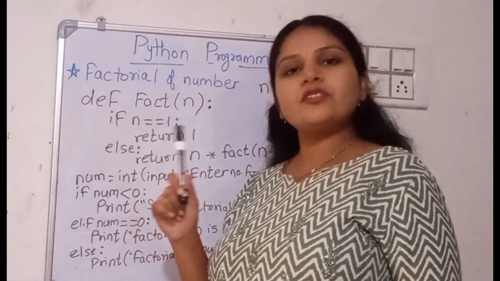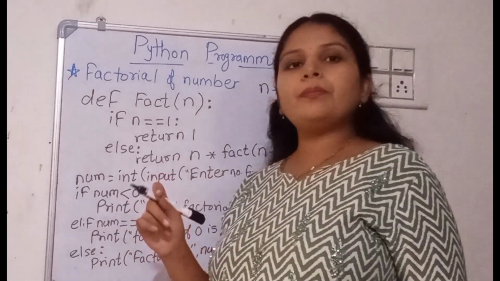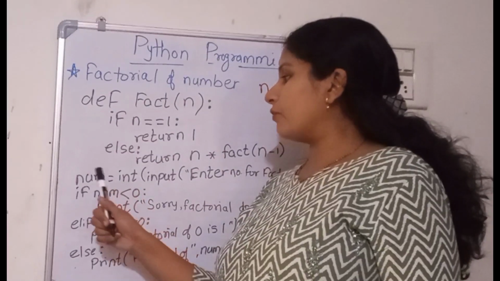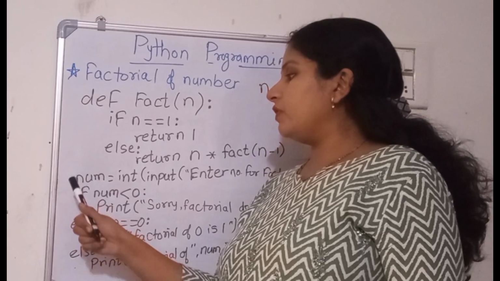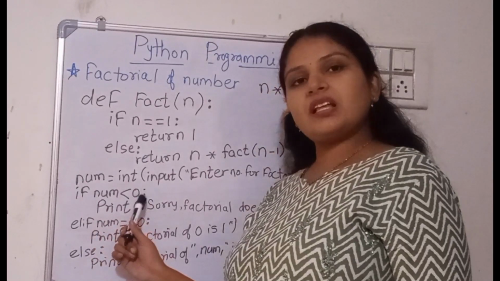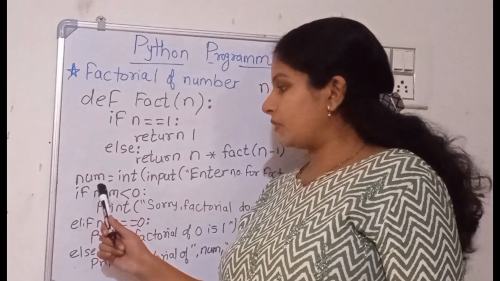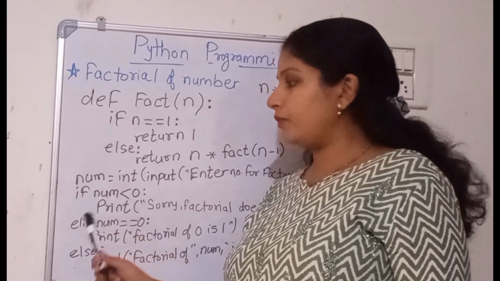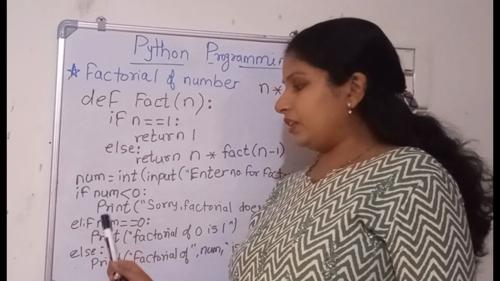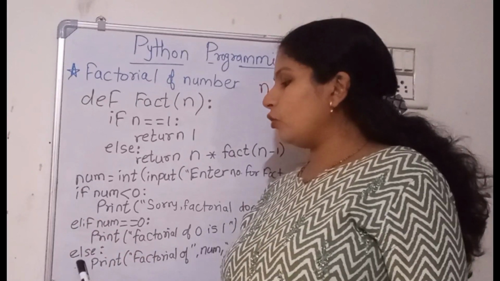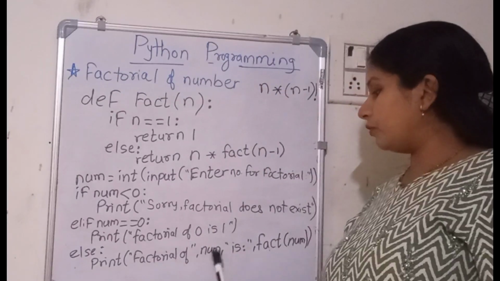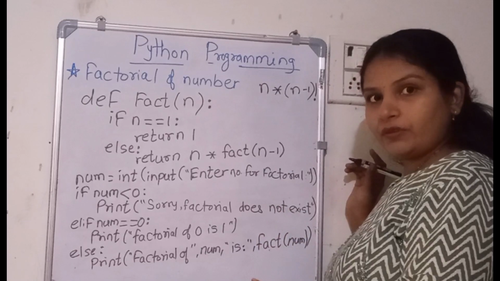Suppose the user enters a positive number. So a positive number might be 1 or more than 1, right? So after taking the positive number, the interpreter will check first if number is less than 0. No, condition false, you are not going inside the if. Then checking elif number equal to 0, no. Then again we are not going here. We are directly going to the else part because it is satisfying. Now in else, print factorial of number is, now you are calling the fact function.